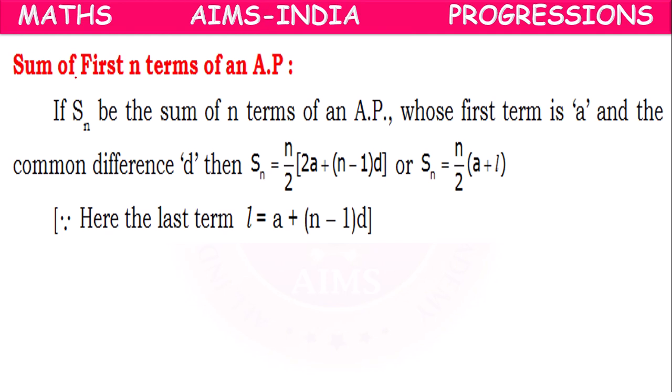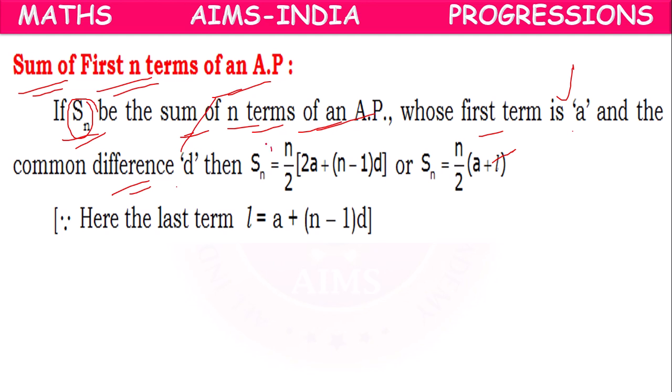So next, our next concept is sum of first n terms of an AP. If Sn be the sum of n terms of an AP, whose first term is a and the common difference is d, then Sn, sum of n terms, is given by n by 2 into 2a plus n minus 1 into d. The formula for sum of n terms is n by 2 into 2a plus n minus 1 into d.